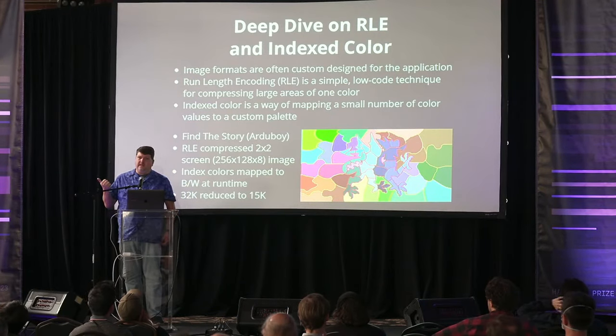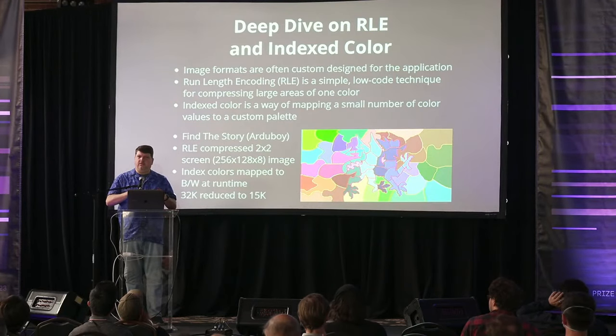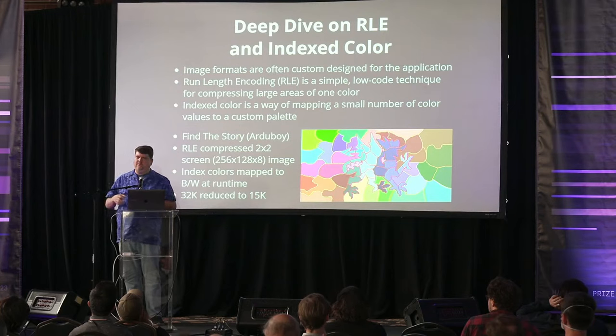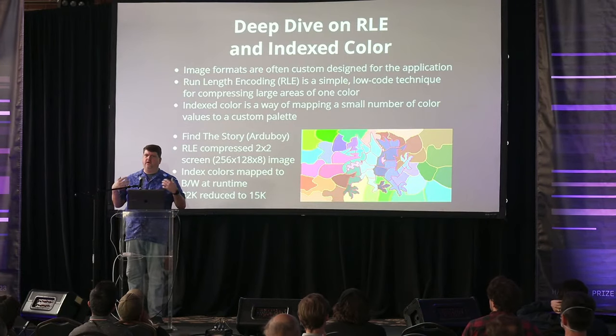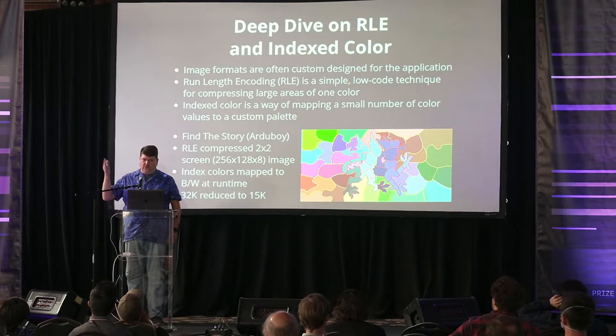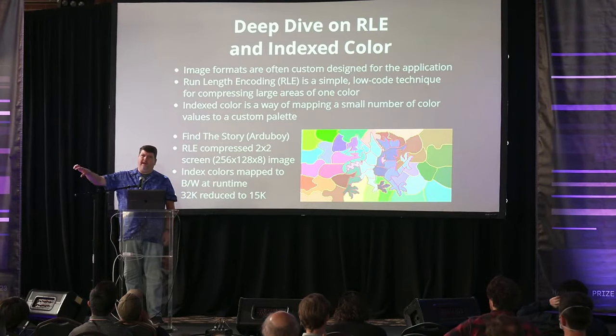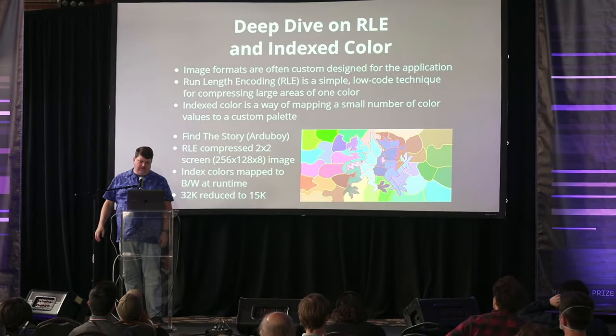Index color is a technique where, instead of each pixel being a direct reference to a color, it's a reference to a table of colors, often called a palette. You look up in the palette table to find out what color goes on screen.